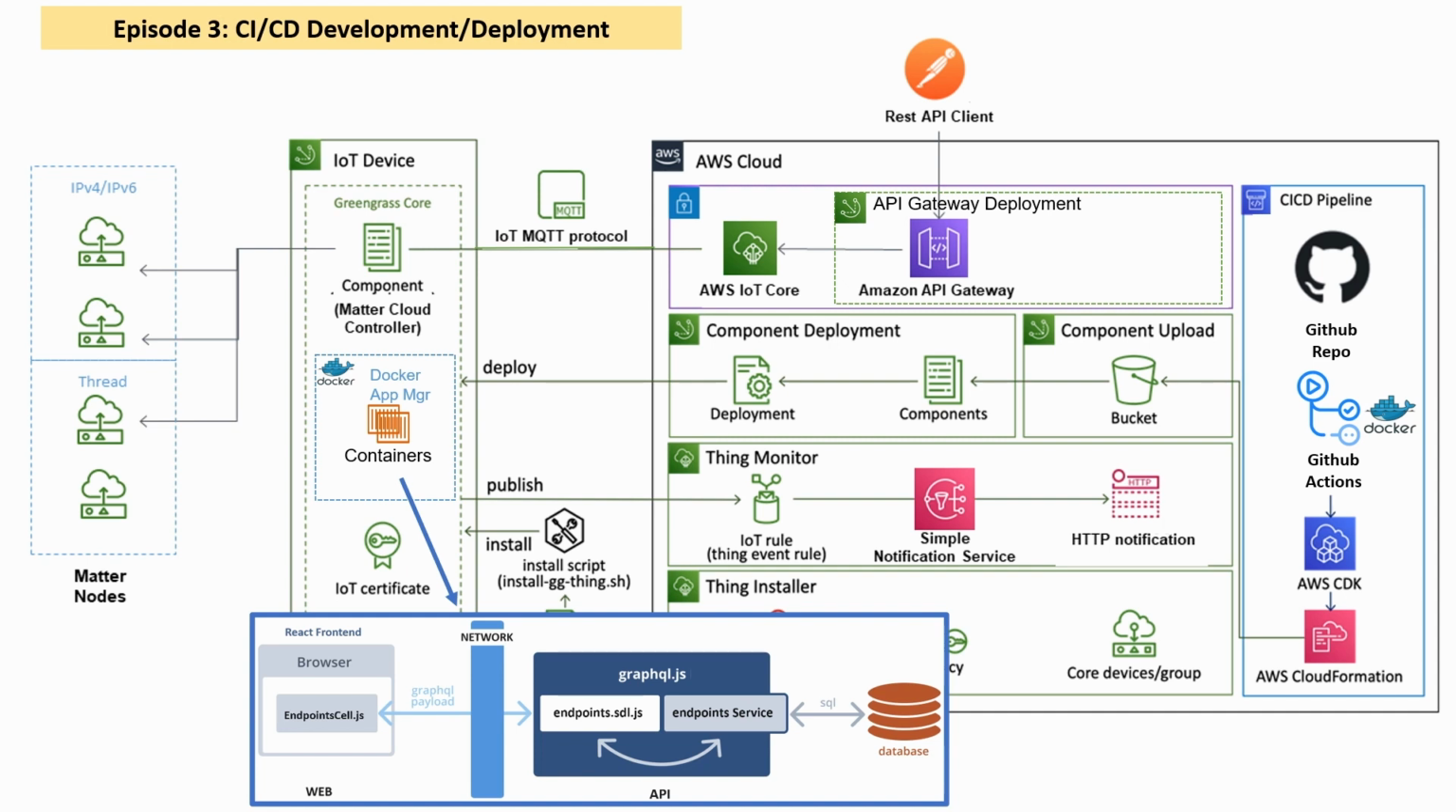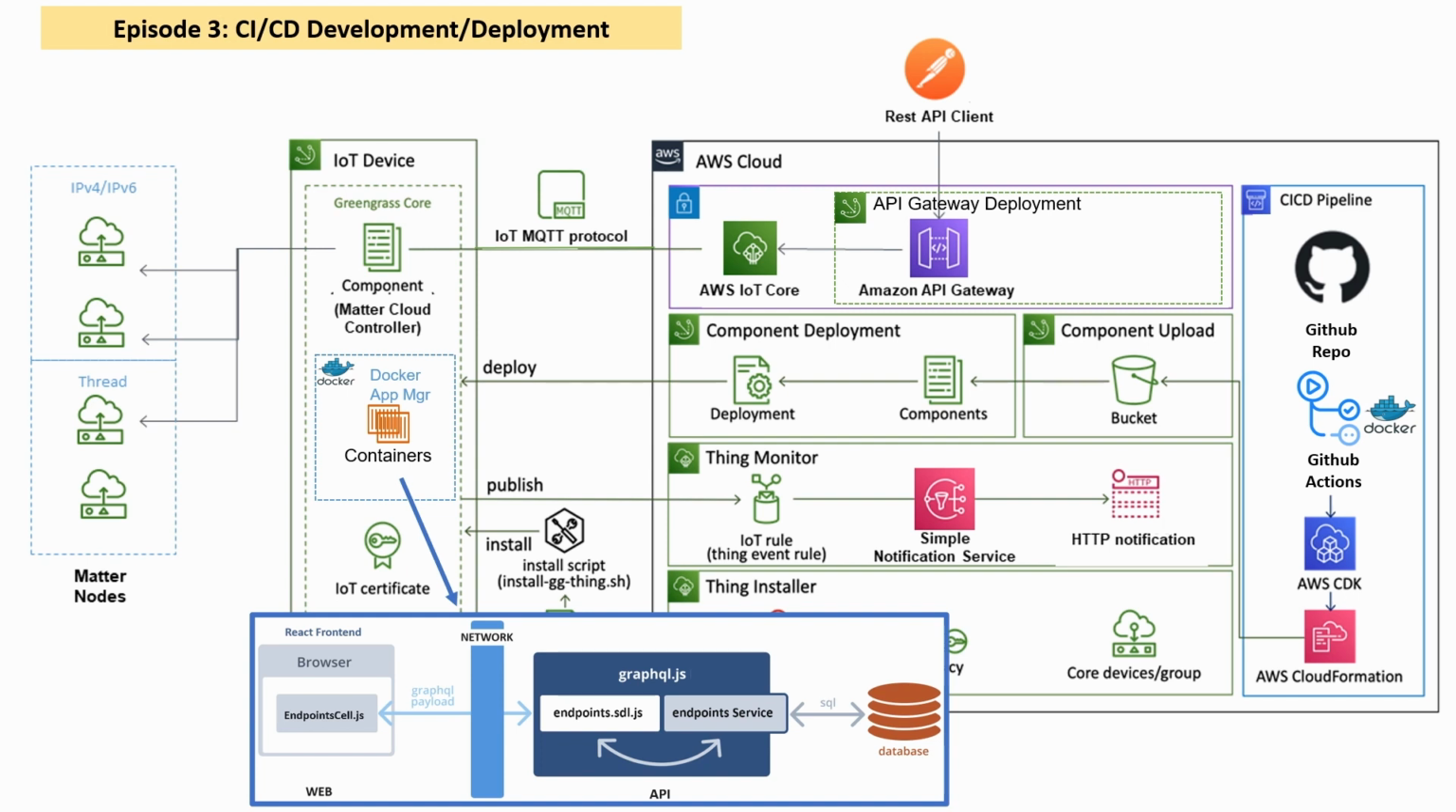And that API then will be queried from the front end. And so this particular Docker container that runs on the Greengrass IoT device is the Docker container that has been initially built in the first step of the GitHub actions that we mentioned at the very start of this process.